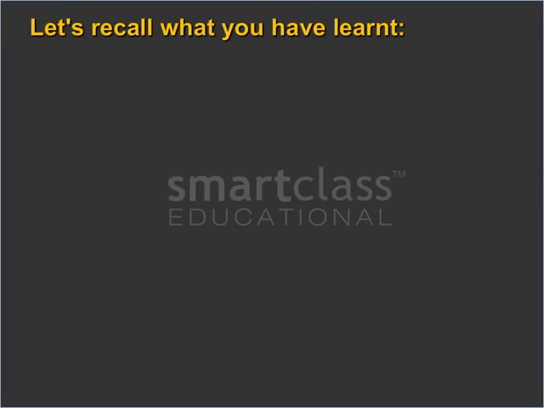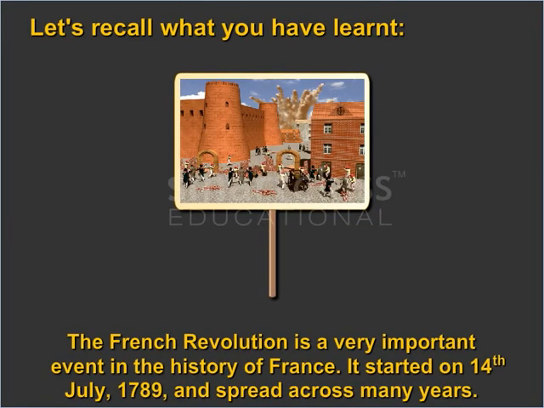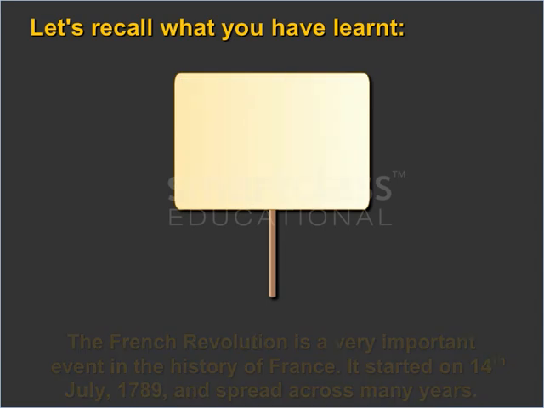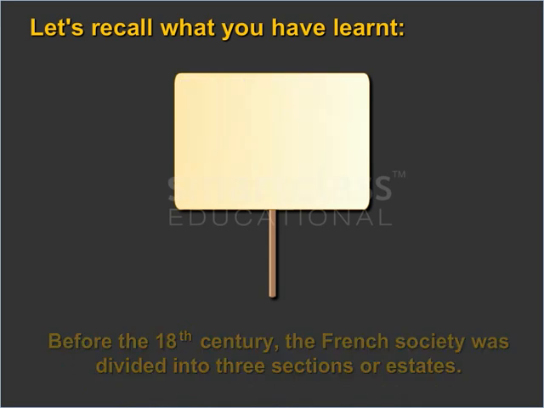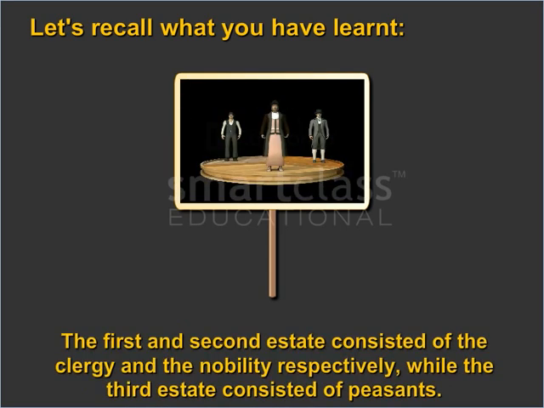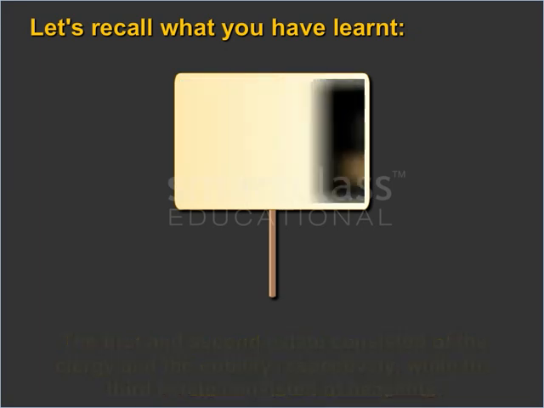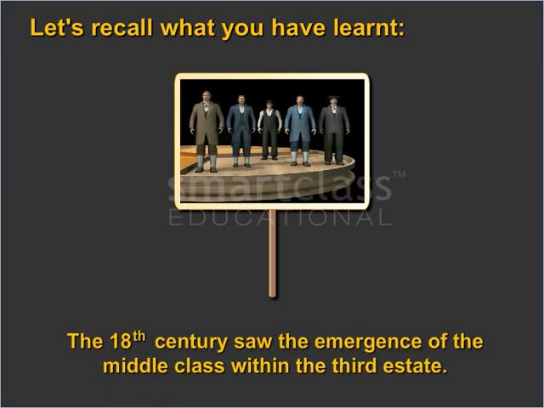Let's recall what you've learned. The French Revolution is a very important event in the history of France. It started on the 14th of July 1789 and spread across many years. Before the 18th century, the French society was divided into three sections or estates. The first and second estate consisted of the clergy and the nobility, respectively, while the third estate consisted of peasants. The 18th century saw the emergence of the middle class within the Third Estate.